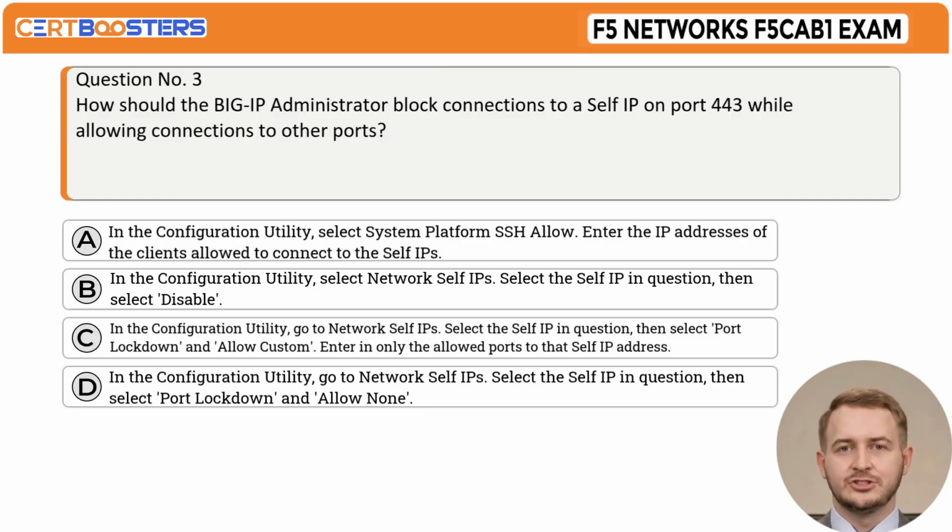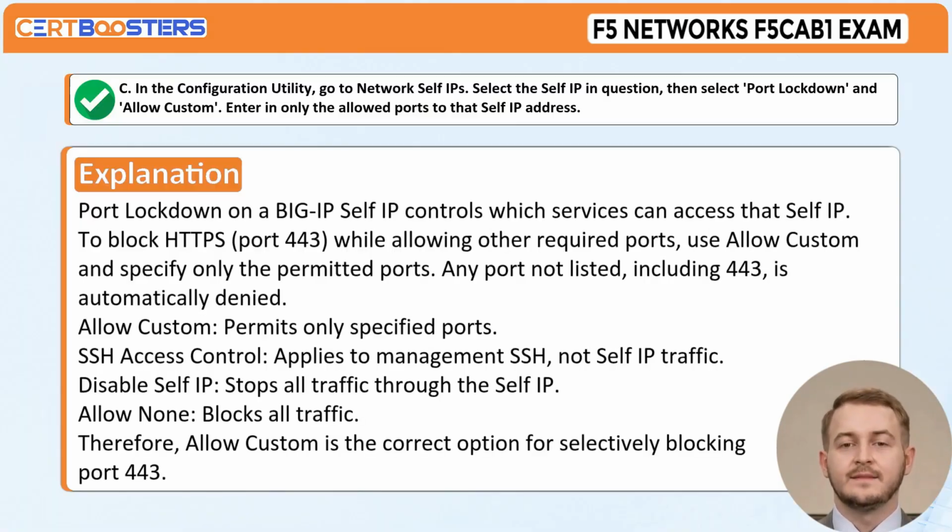C. In the configuration utility, go to Network Self-IPs. Select the self-IP in question, then select Port Lockdown and Allow Custom. Enter in only the allowed ports to that self-IP address. D. In the configuration utility, go to Network Self-IPs. Select the self-IP in question, then select Port Lockdown and Allow None. Correct answer, C. In the configuration utility, go to Network Self-IPs, select the self-IP in question, then select Port Lockdown and Allow Custom. Enter in only the allowed ports to that self-IP address.